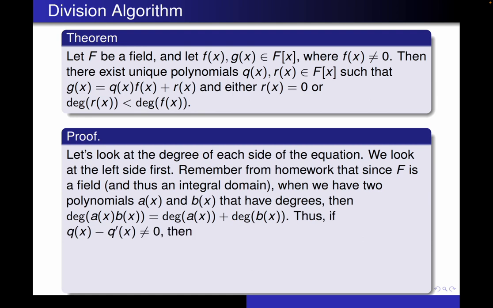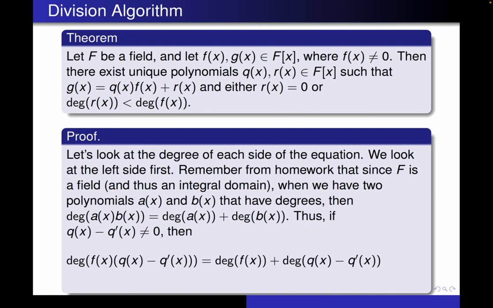So if q of x minus q prime of x is not equal to 0, which we definitely want to consider as a possibility, then we have the degree of f of x times q of x minus q prime of x equal to, well, there are two polynomials multiplied, so we add their degrees. We get the degree of f of x plus the degree of q of x minus q prime of x. Now, I don't know, and neither do you, exactly what the degree of q of x minus q prime of x is, but it is certainly at least 0, right? So this whole thing is going to be greater than or equal to the degree of f of x.